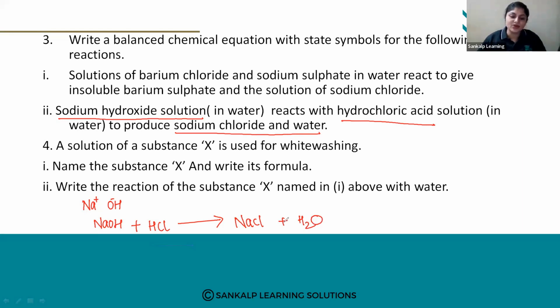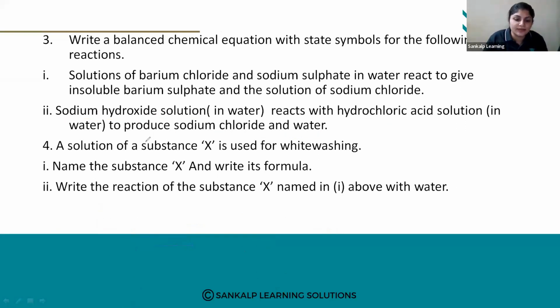Now see whether it is balanced or not. Na is 1, oxygen is 1, hydrogen is 2, chloride is 1. Na is 1, oxygen is 1, hydrogen is 2, and chloride is 1. So this is a balanced equation. If I write the states, this will be solid, this will be liquid, this will be solid, and this will be liquid. Sorry, HCl will be gaseous, and this will be your state symbols. Understood? Like this, you have to write the balanced equation.